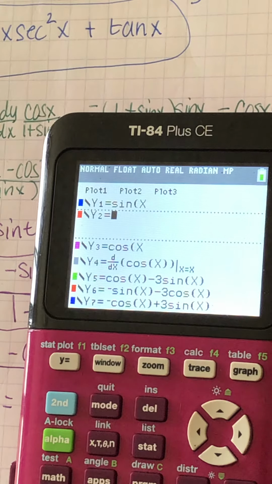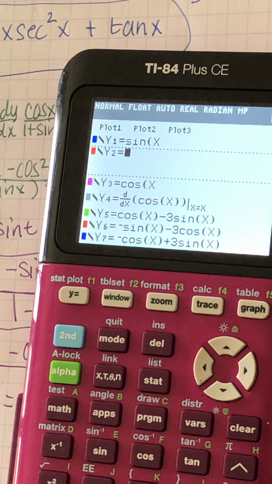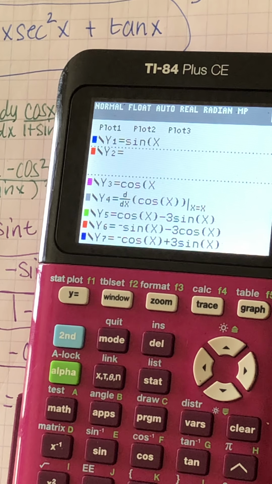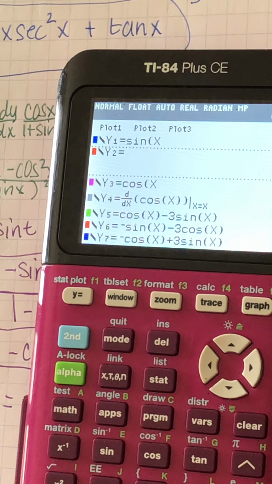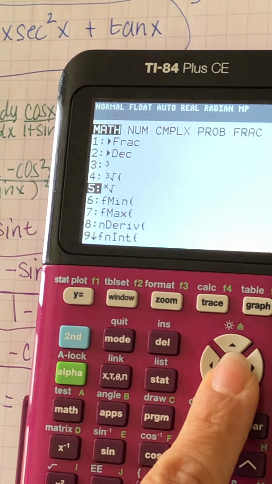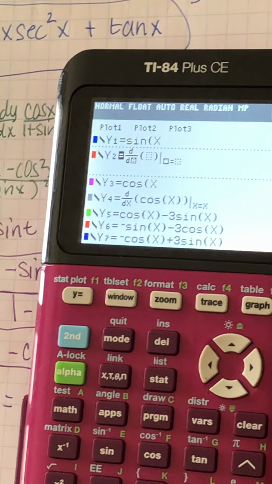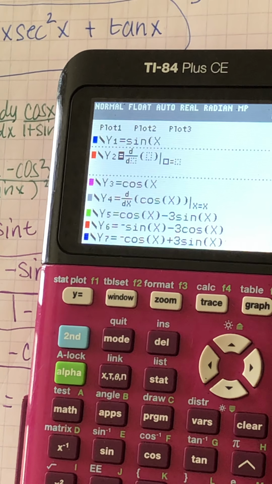Hold on. Okay. So you have sine x. I'm going back to the very beginning. We did the sine of x, and then we found that the derivative was cosine of x. Okay, so just a reminder how to find the derivative keys on your calculator. Math, nDeriv. Your book says nDeriv, I think, something like that. So it's the derivative function. All right, and it automatically shows up as such, x.